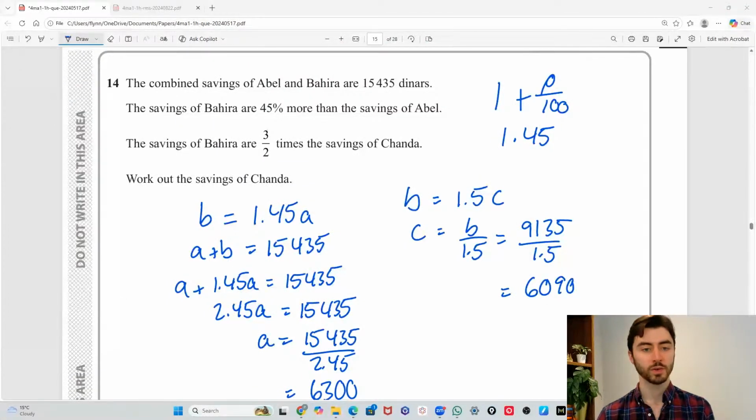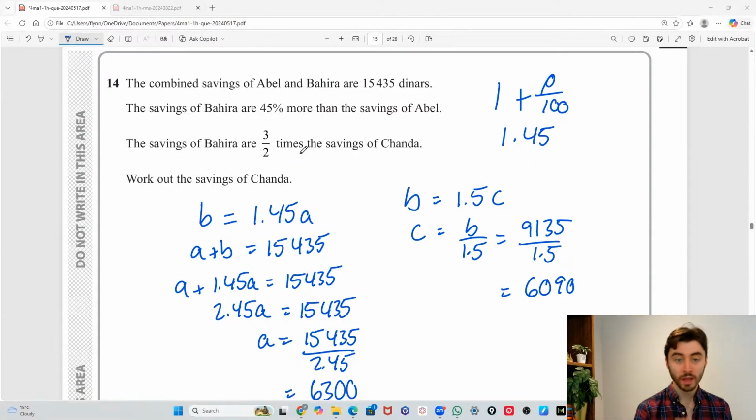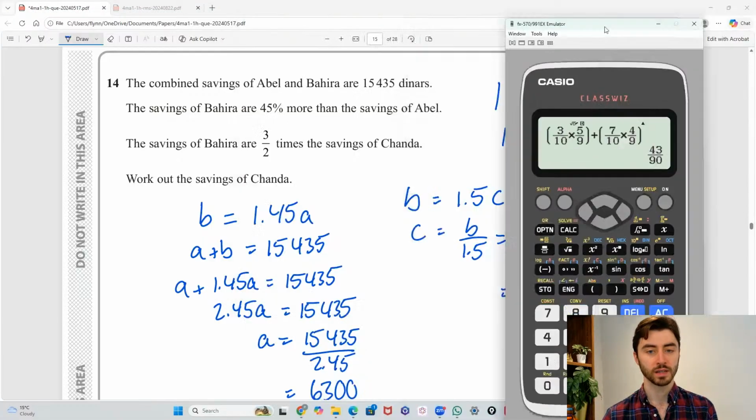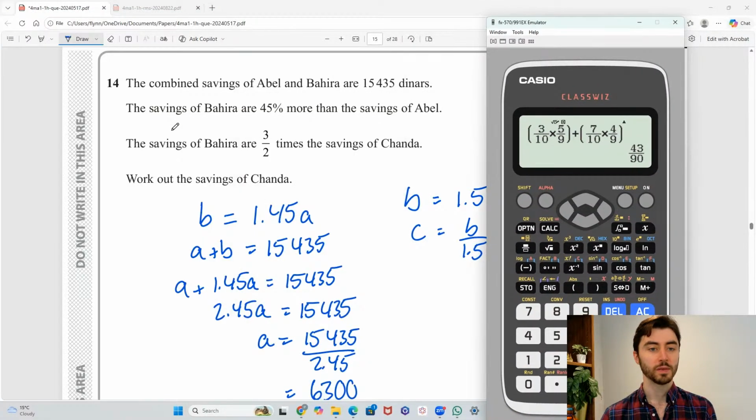Here, what's a fun way of doing this? Let's work backwards. So if I've said that the savings of Chanda are 6,090, then the savings over here are 1.5 times the 6,090. So this would be B.